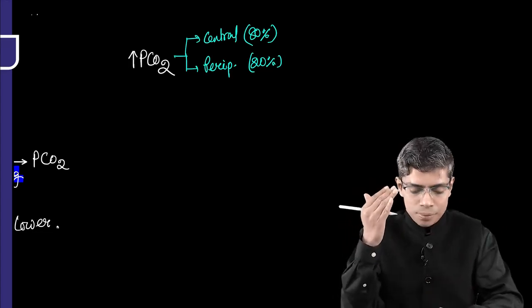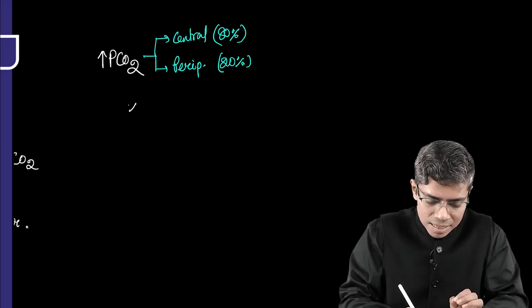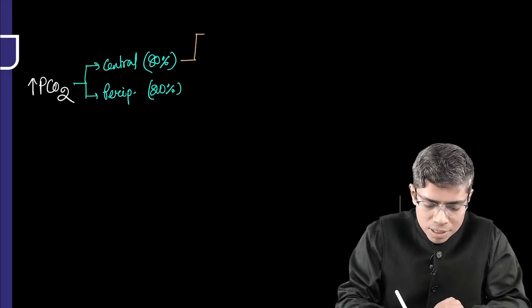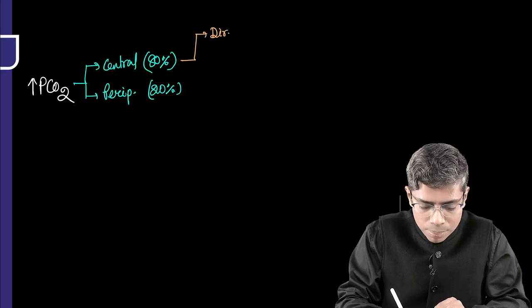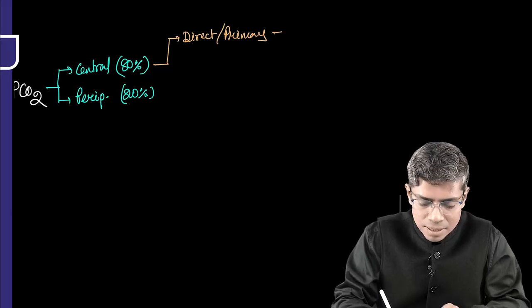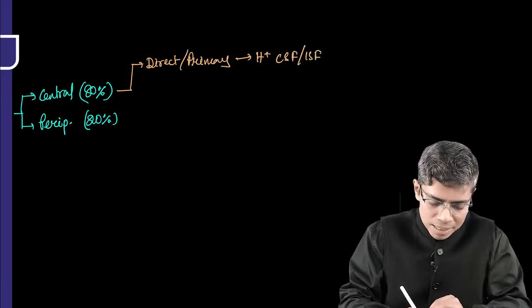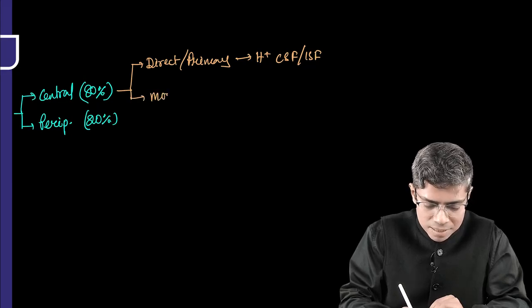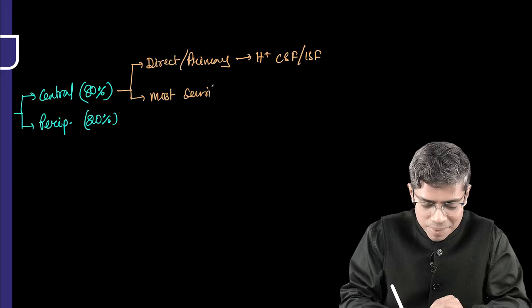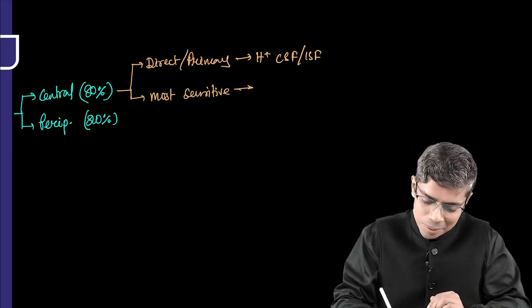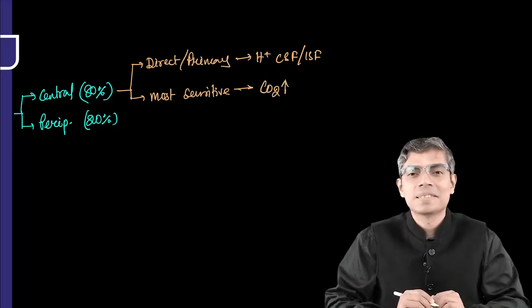H plus ion. So if the question is like this, that for the central chemoreceptor, which one is the direct or primary stimulus? So what will be the answer? Just now I told you that it is nothing but the H plus ion, but that H plus ion should be present at the level of CSF or interstitial fluid of the brain. But if the question is the most sensitive stimulus for this central chemoreceptor, again your answer is carbon dioxide. Getting my point?